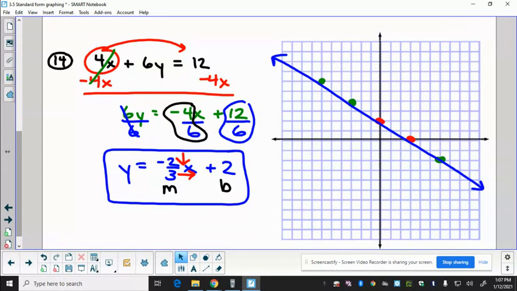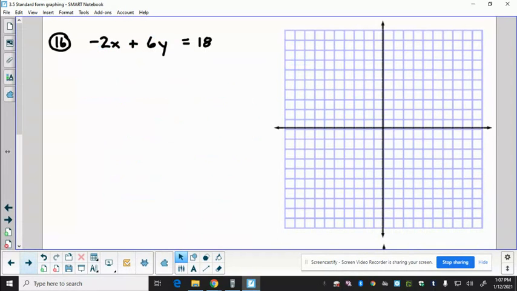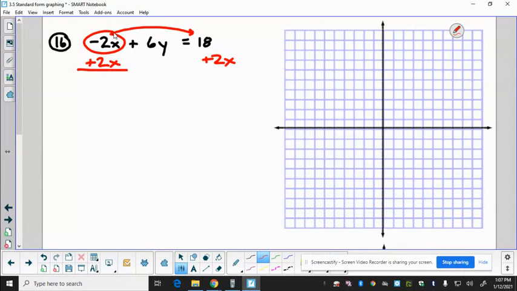Let's move on to the next problem. Number 16, once again, this is standard form. Remove the x term, this time with addition. Now I see the 2x is written first, plus 18 afterwards.